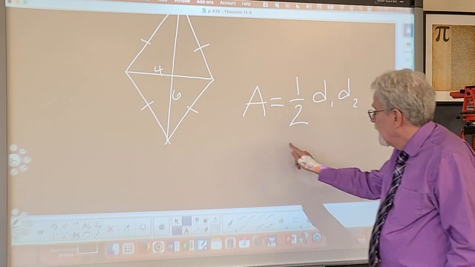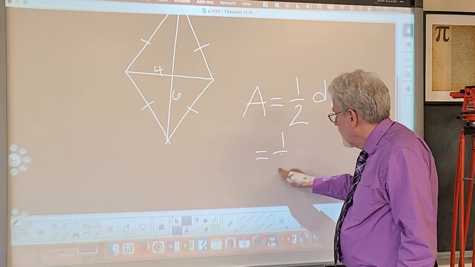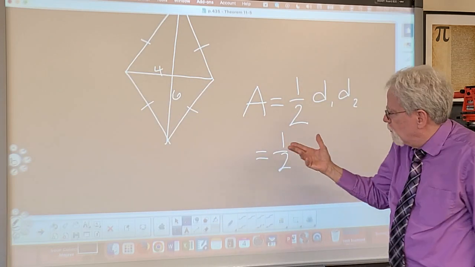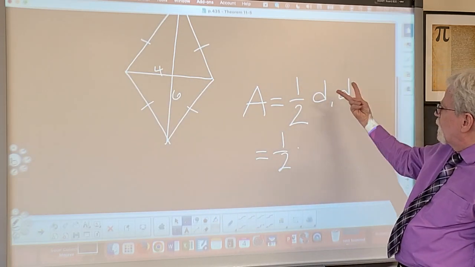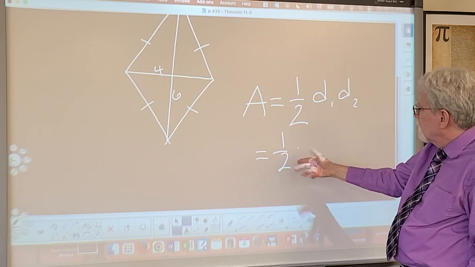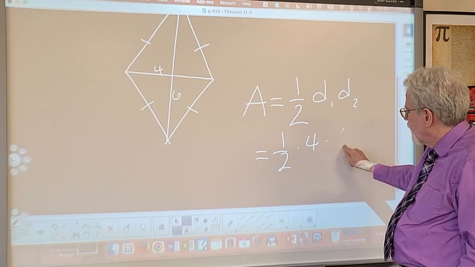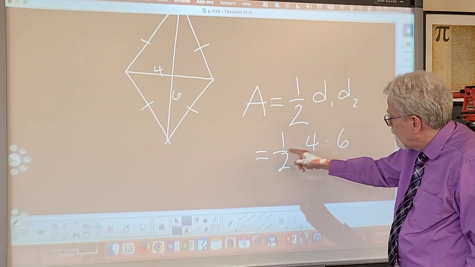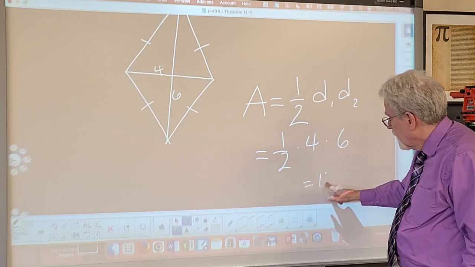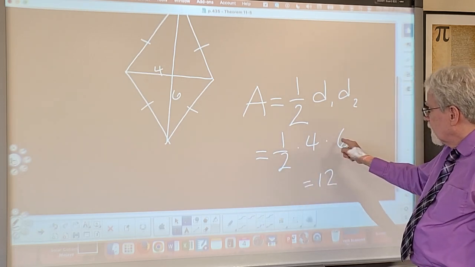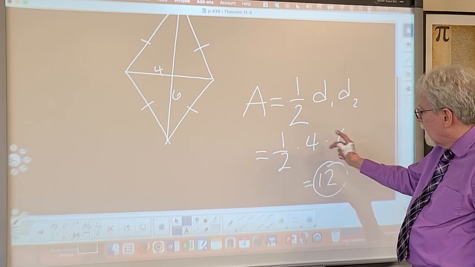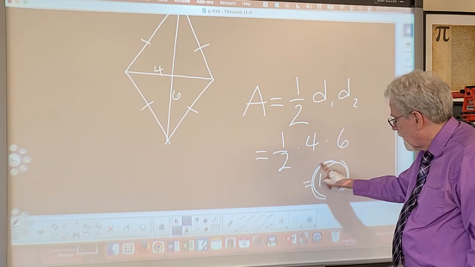From there, we have 1/2 times, and it doesn't matter which one is diagonal 1 and which one is diagonal 2, because multiplication is commutative. So 1/2 times 4 times 6. You can take half of 4, that's 2 times 6. Or take half of 6, that's 3 times 4. Or multiply 4 times 6 is 24, and take half of that. Any way you look at it, it's 12.